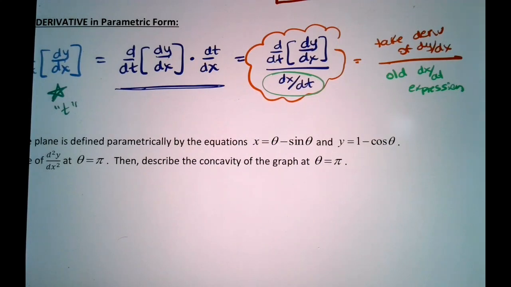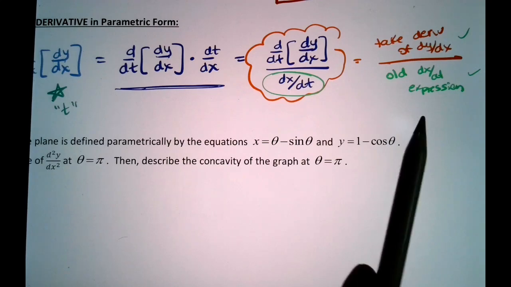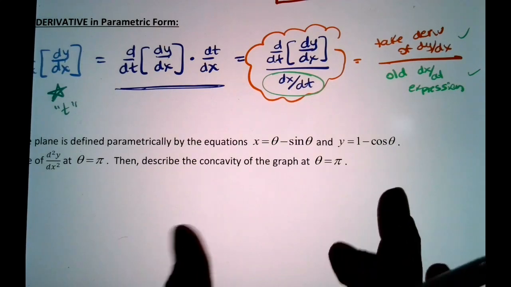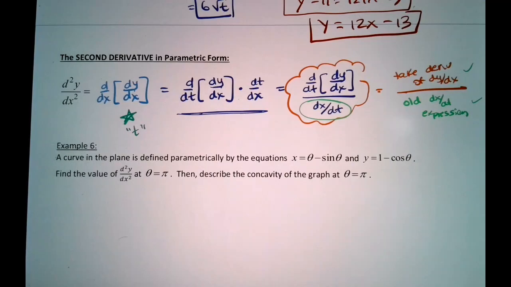So your second derivative parametrically is not simply, oh, just take the derivative of the first derivative. You do that in the numerator, and then you make sure in the denominator you have your old dx dt. That's the extra. And that's what I really need to focus on, that you don't forget to do that. Everybody forgets, and I don't want you to forget. It's the whole point of asking for the second derivative. So let's go through and do some of these problems here.